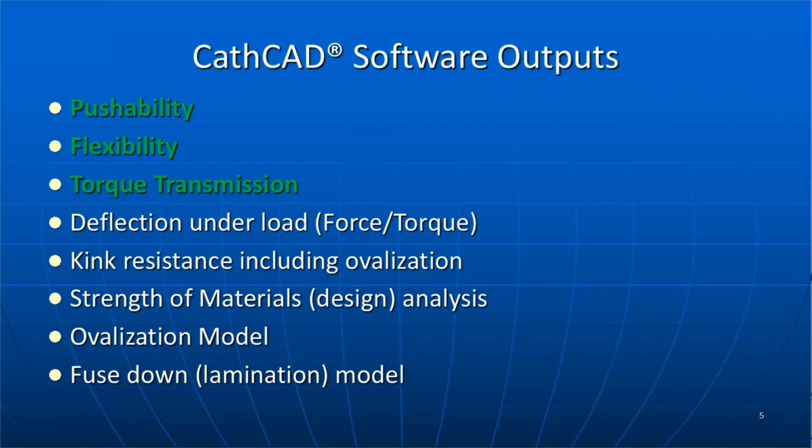CathCAD is a predictive software model that allows the user to optimize material selection as well as the individual layer thicknesses to predict pushability, flexibility, torque transmission, deflection under a force or torque load, kink resistance including ovalization, strength of materials design analysis. This training video will provide the user of how the CathCAD software models catheter pushability, flexibility, and torque transmission.